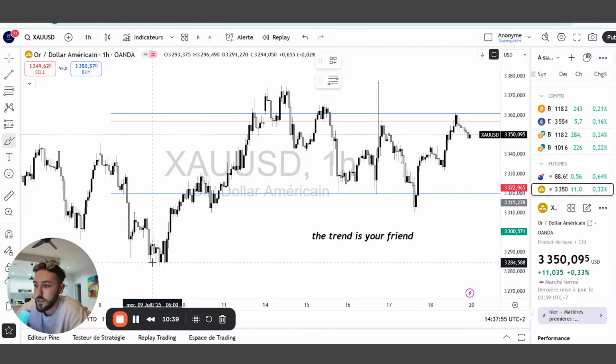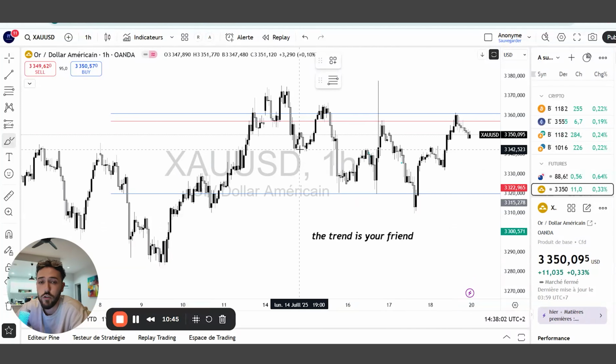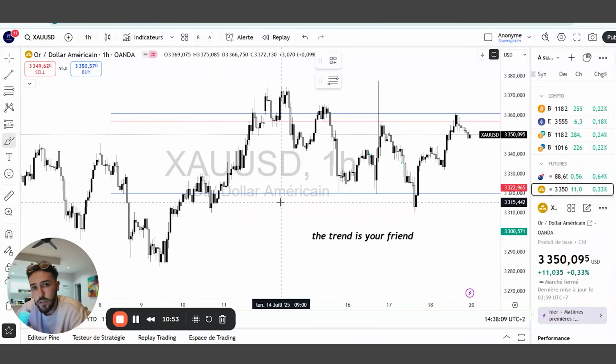The first thing you need to do is try to get buys when you are in an uptrend. Try to get sells when you are in a downtrend. And maybe you should avoid taking trades when the market is accumulating. Take buys here. Where do you want to take buys?